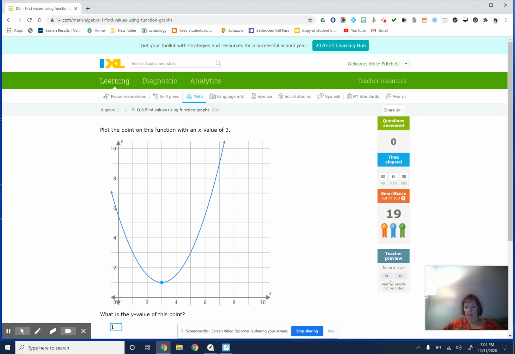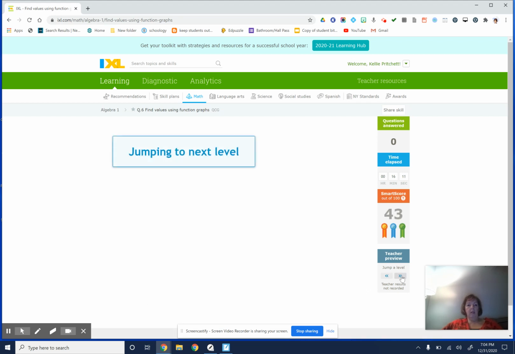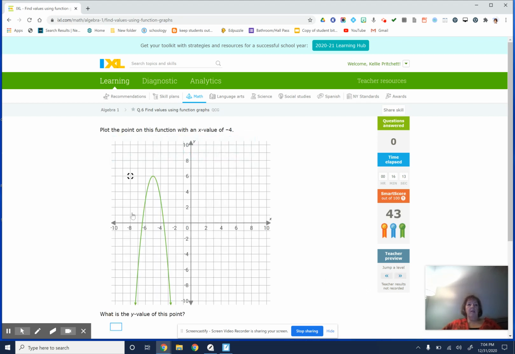All right, next one. So I got a quadratic function here. That's a parabola. Plot the point on this function with an x value of -4. So this time it's telling me my x is -4. So I'm starting on the x-axis. I go to -4. And if I see that I can go up until I hit right here, that's where I have an x value of -4. My y value I come across is going to be 3. So the y value, 3.